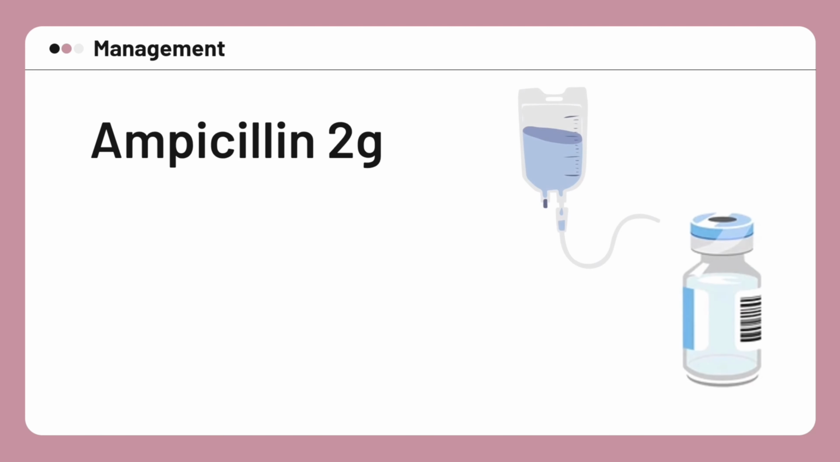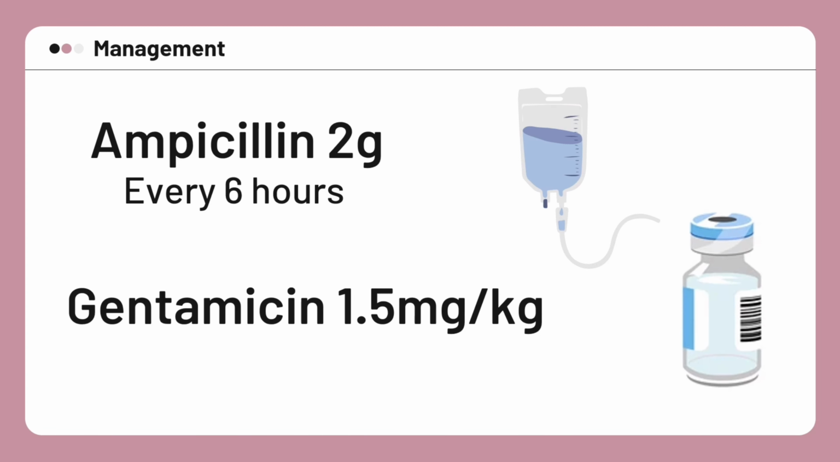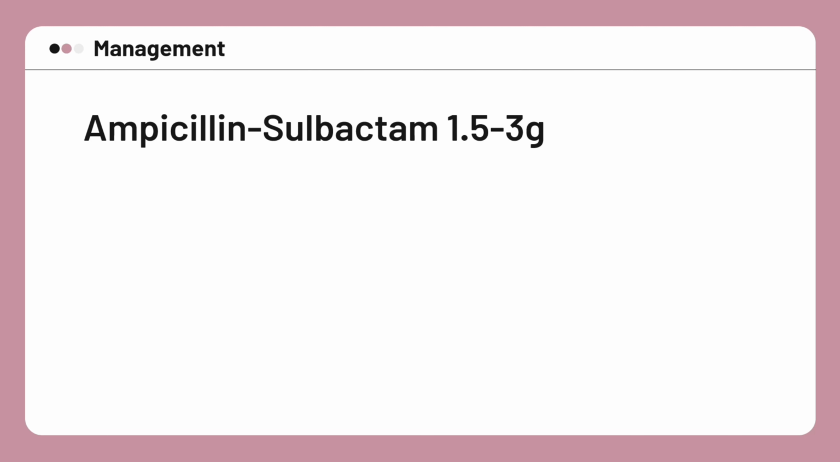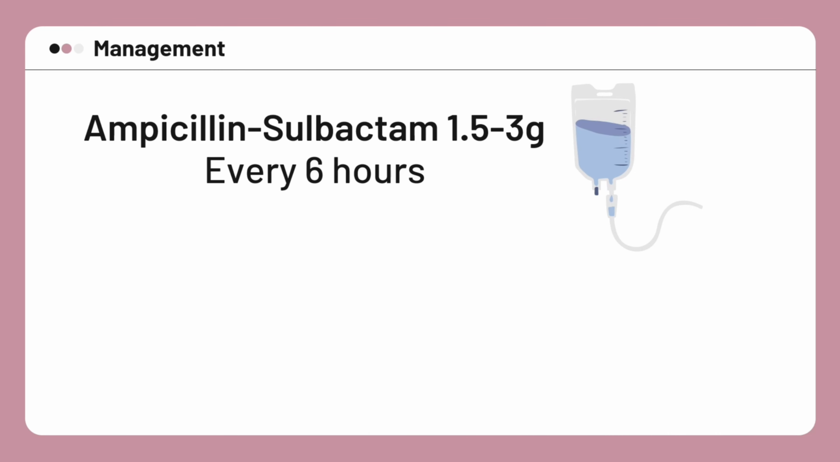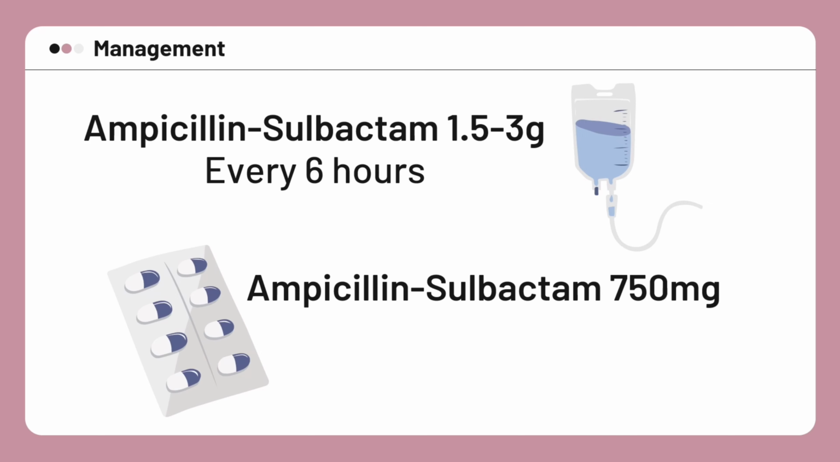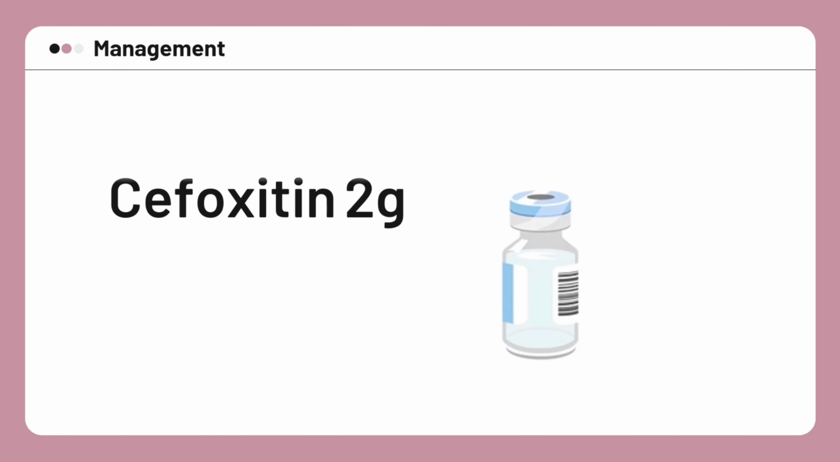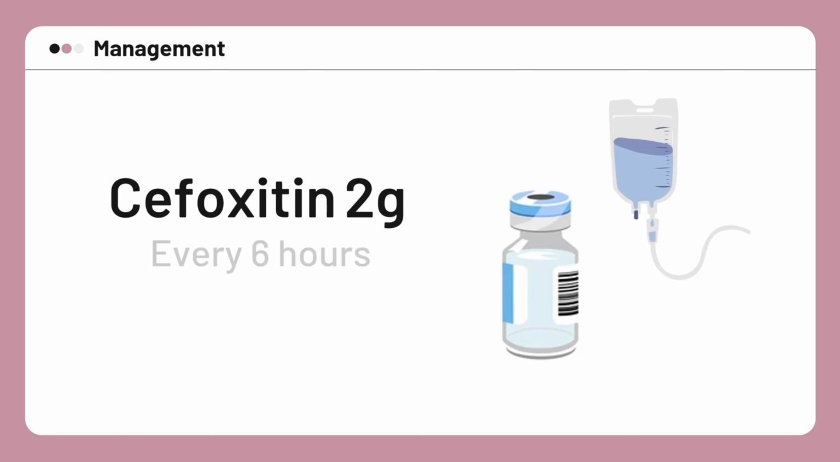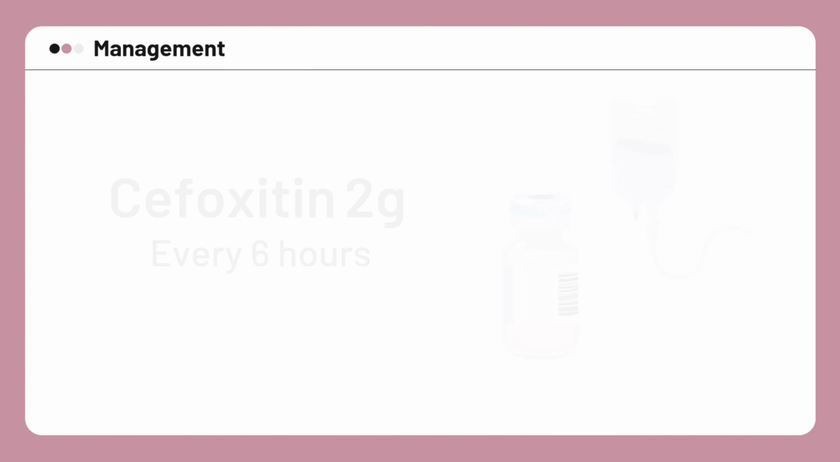The standard regimen is ampicillin 2 grams administered intravenously every 6 hours, plus gentamicin 1.5 milligrams per kilogram every 8 hours. Alternative regimens are ampicillin sulbactam 1.5 to 3 grams intravenously every 6 hours, followed by oral ampicillin sulbactam 750 milligrams twice a day, or cefoxitin 2 grams intravenously every 6 hours.